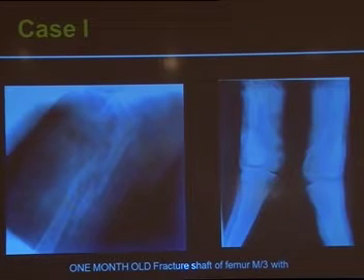Coming to the case scenarios, this is a 35-year-old female patient affected by polio, who had a fracture shaft of femur. She came to us after 1 month. You can see the comminution at the level of the mid shaft.